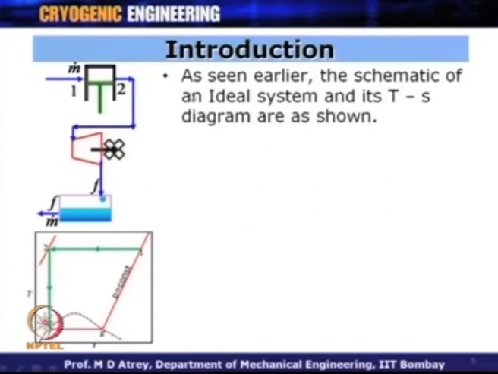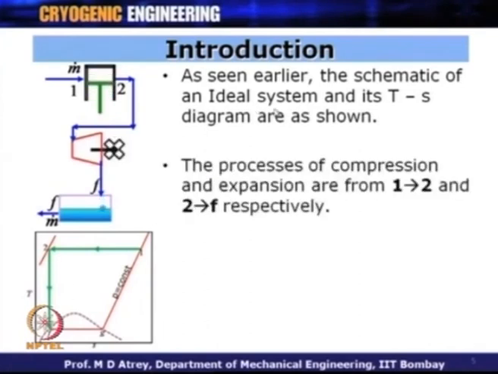This is the ideal system. As seen earlier, the schematic of an ideal system and its TS diagram are given here. This is the ideal system wherein you have a gas input, a compressor and an expander, and the corresponding TS diagram is given here, where 1 to 2 is a compression process and 2 to F is an isentropic expansion process. This is the ideal thermodynamic cycle. The processes of compression and expansion are from 1 to 2 and 2 to F respectively.